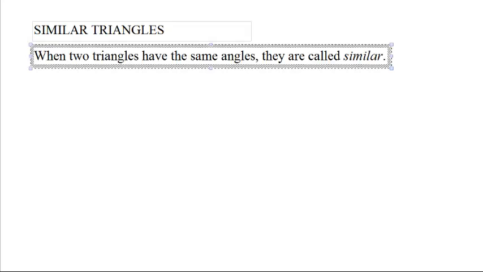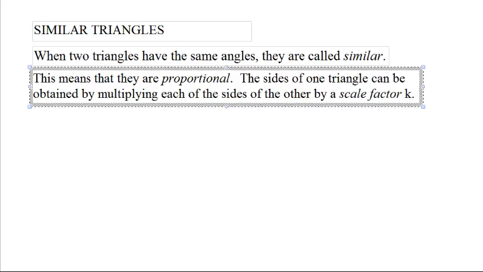Another form, sort of a basic form of trigonometry, is called similar triangles. When two triangles have the same angles, they're called similar. This also means that they are proportional. One of them is just an enlarged version of the other, which is to say, the sides of one triangle can be obtained by multiplying each of the sides of the other by a scale factor k. The important thing being the same number multiplies each of the sides.